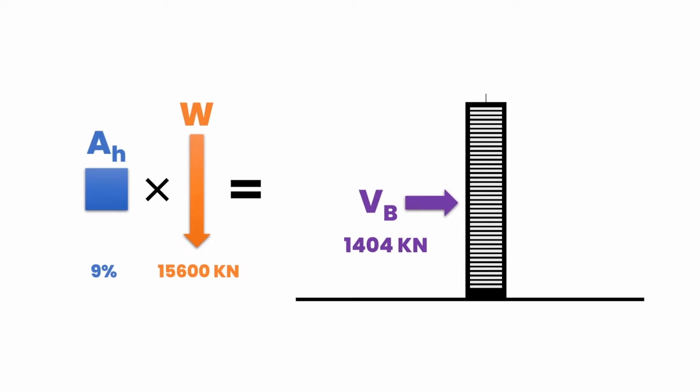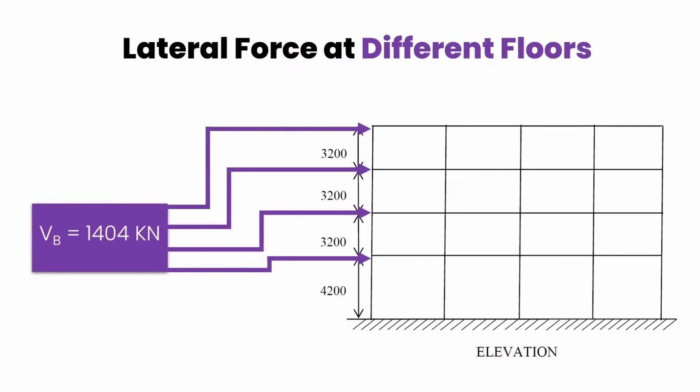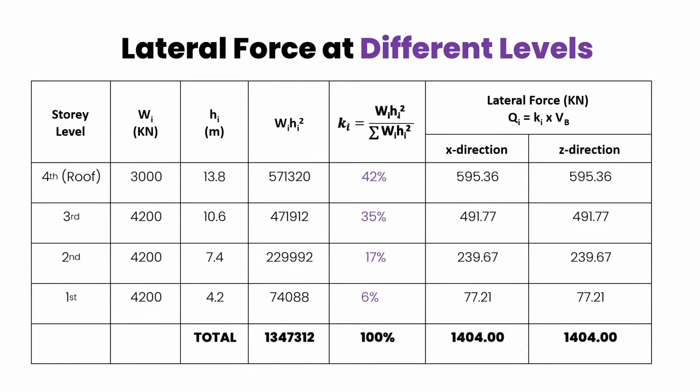However, this is just the total lateral force on the structure. What we need to do is break this force into different floor levels, which we again did in our previous video. And we use this crazy formula to find it, which is nothing but your VB values multiplied by some kind of a coefficient, some kind of percentage values ranging from 0 to 100%. And we did calculate it using this chart. And let's find out what we did. So in the first floor, you can see our values come out to be 77.21 kilonewton, which is a 6% Ki value. That is 6% of this entire 1404 came out to be 77.